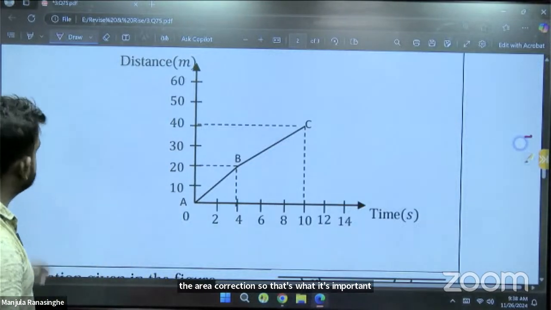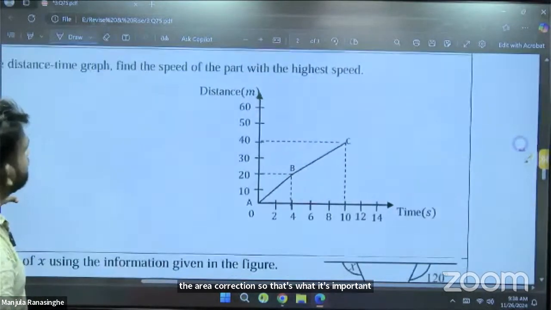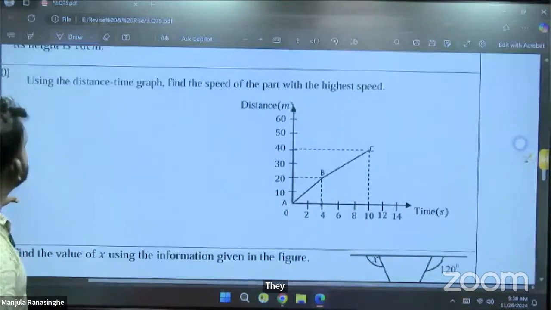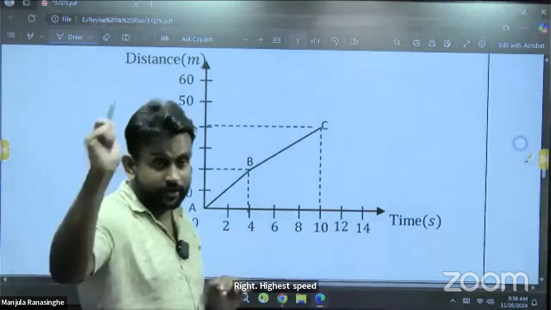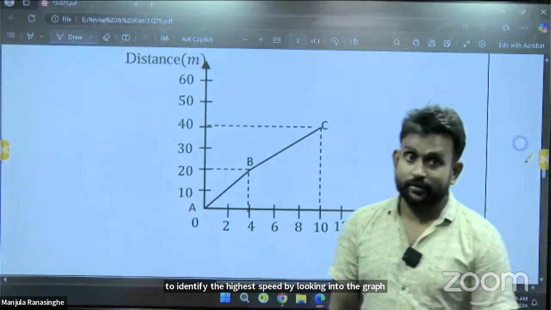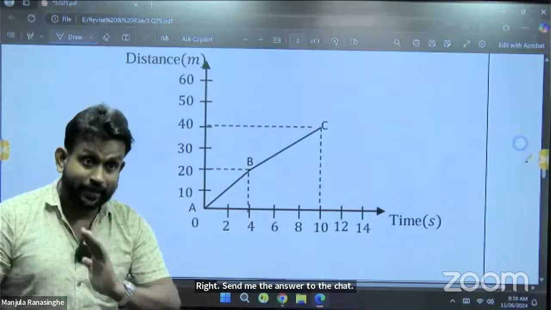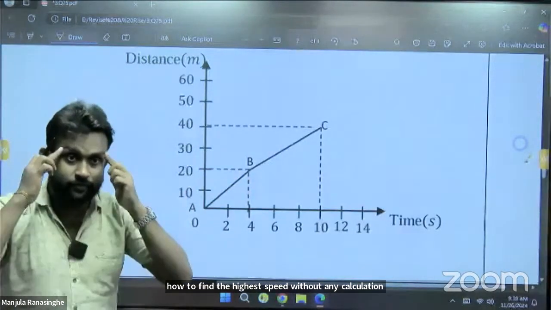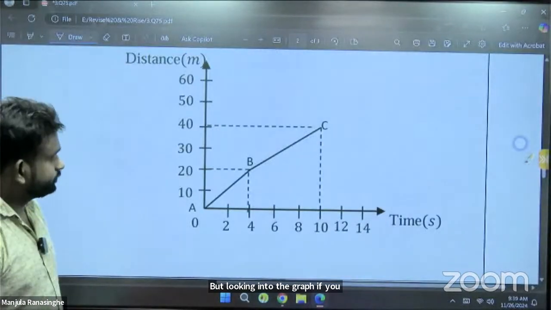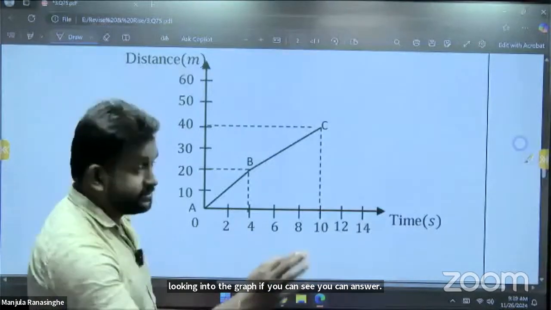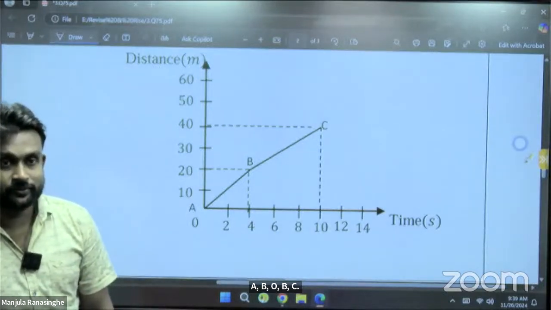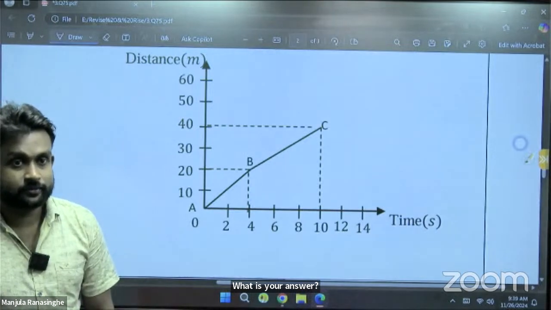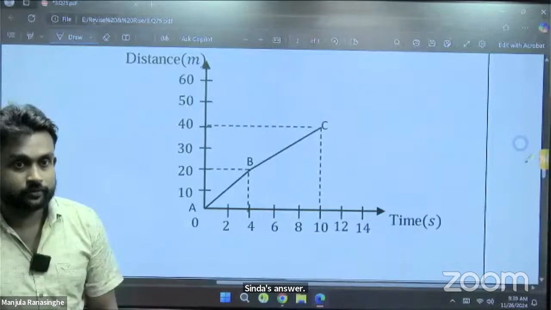So here they are asking, find the speed of the part with the highest speed, right? How to identify the highest speed by looking at the graph? Send me the answer in the chat. How to find the highest speed without any calculation, just by looking at the graph. If you can see, you can answer. Which part has the highest speed, A B or B C? What is your answer? Send us your answer.